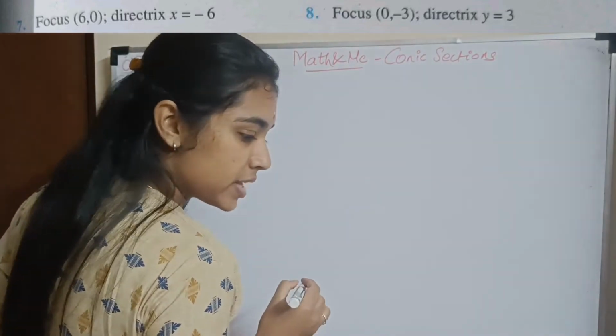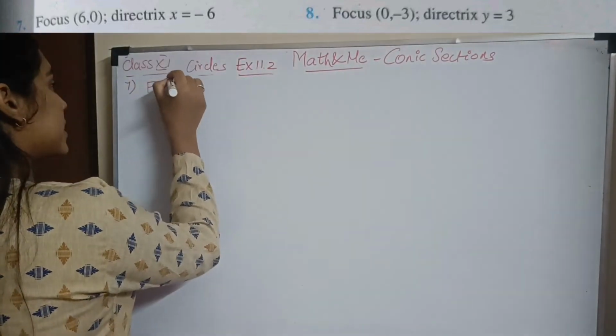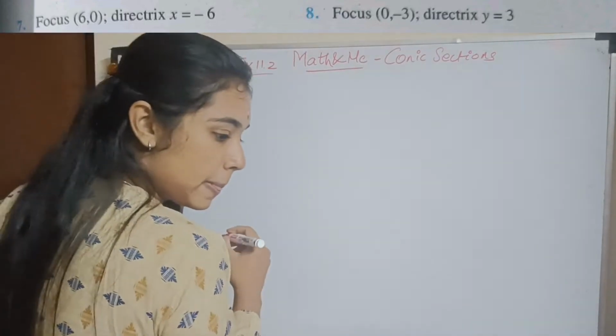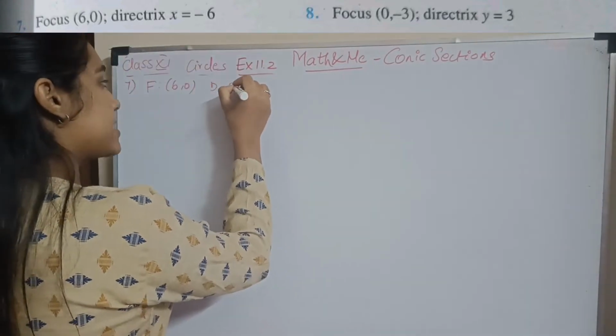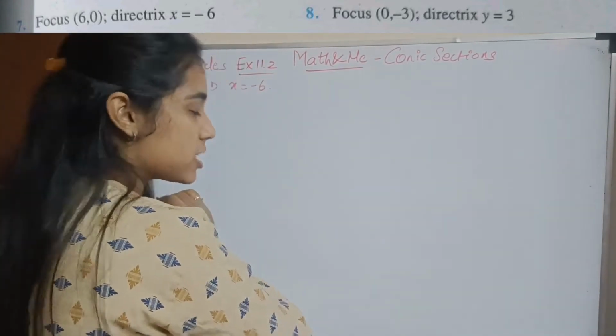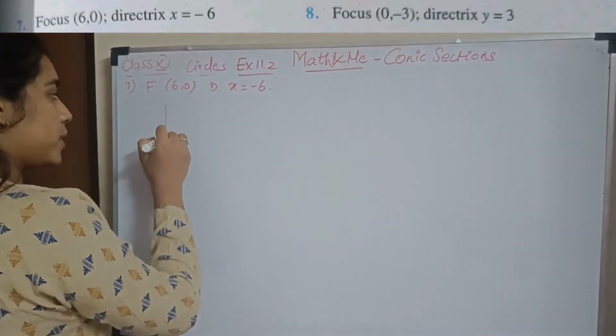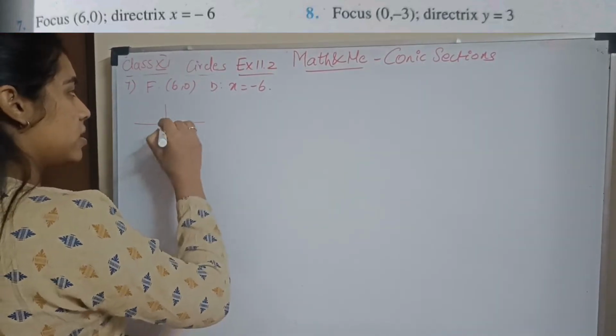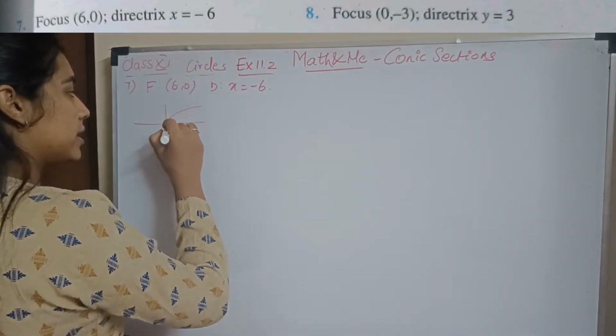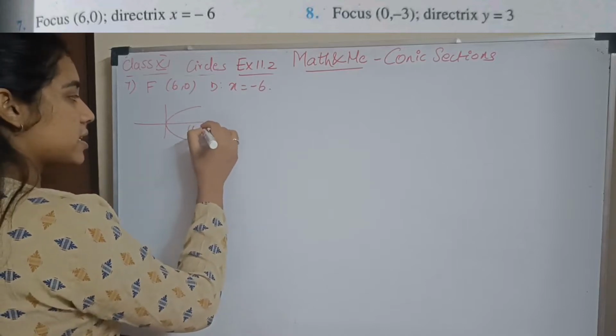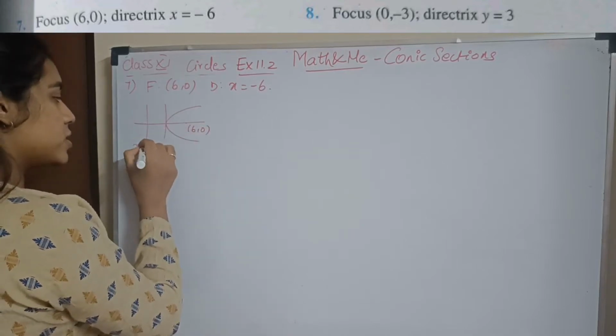Question number 7. Focus is 6, 0 and the directrix is x equals minus 6. So your focus is 6, 0. Where does the point lie? It lies here. So how does your parabola look? It will look like this. So 6, 0 and your directrix is over here.